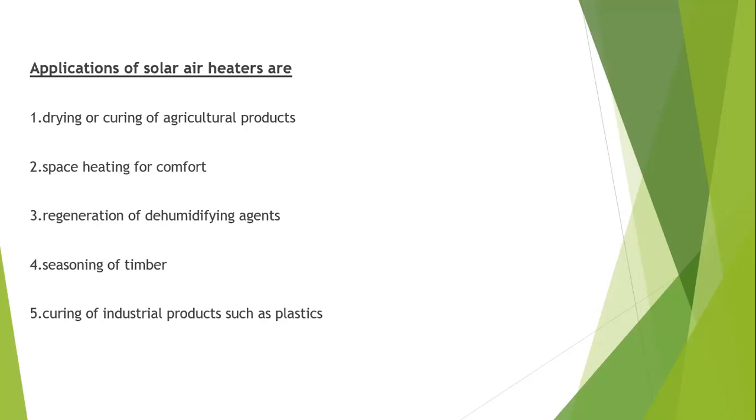Fourth one is seasoning of timber, which can also be done by air heating. And fifth one is curing of industrial products such as plastics. We can mold plastics into any shapes using these air heaters in industry. So various types of applications are there for solar air heaters.